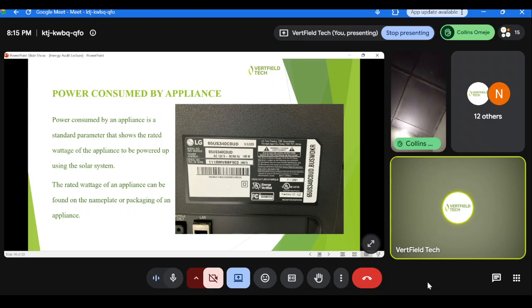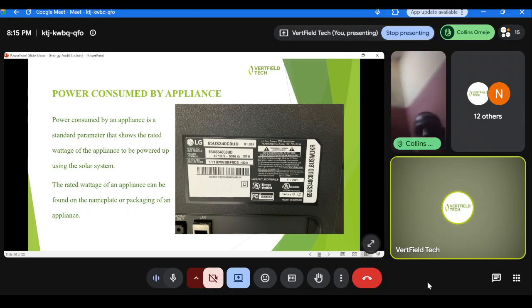The nameplate contains the name of the maker, the name of the product, the country of make, serial number, IMEI number, and other information. It has the current, voltage, frequency, and wattage, which is the power consumption of that appliance. On my screen, you can see a typical example of an LG TV nameplate.